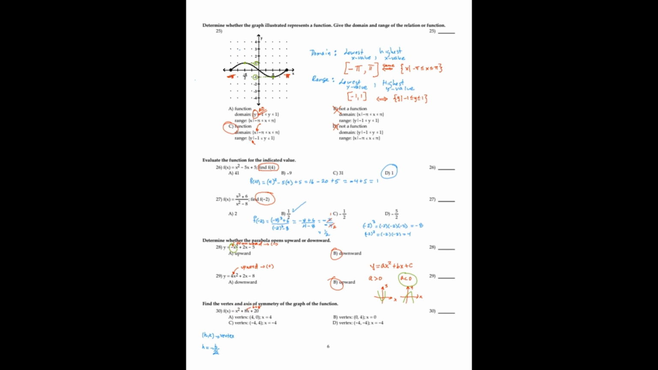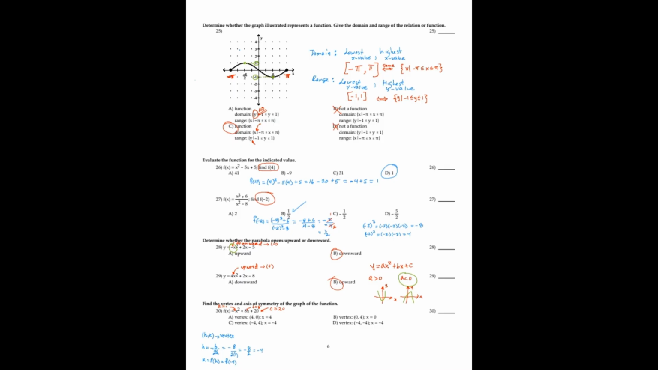So b is 8, a is 1, and c is 20, but I don't need c. So h, the x coordinate of the vertex, is negative b over 2a. So it's negative 8 over 2 times 1, which is negative 8 over 2, which is negative 4. Now, what is k? k is f of h, so it's f of negative 4.